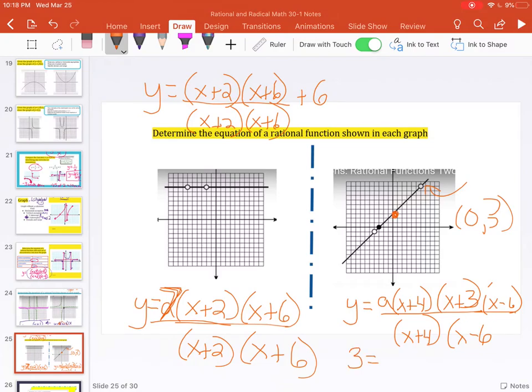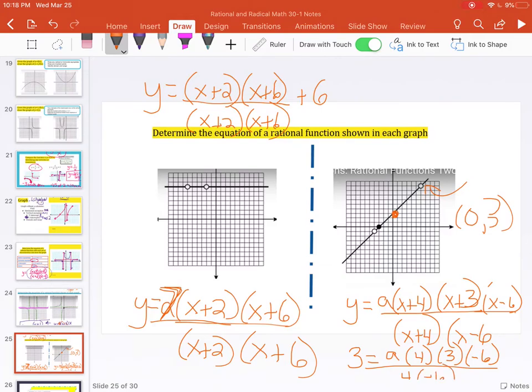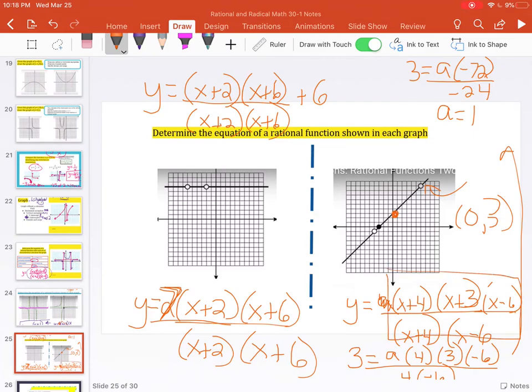So I'm going to substitute 3 in for y, substitute 0 in for x, so I end up with 4 times 3 times negative 6 all over 4 times negative 6. Okay, and I'm running out of room, so I'm going to move it up here. So that would end up giving me 3 equals a times negative 72 all over negative 24. Okay, and then negative 72 divided by negative 24 is actually, in fact, 3. So then my a value in this case is 1. So I don't have to worry about it. So then this would be my rational expression.